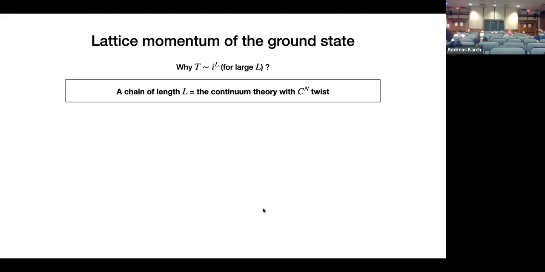Okay. What happens if we just fuse the 2 sites together? Again, we're going to use this sort of postulate that a chain of length L is a continuum theory with L C twists. Just replace N with L C twists inserted.